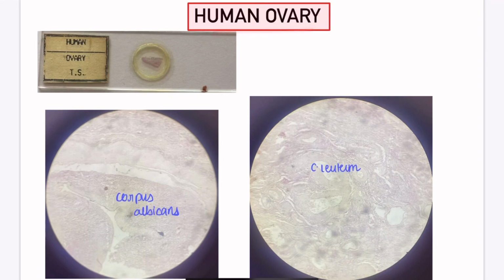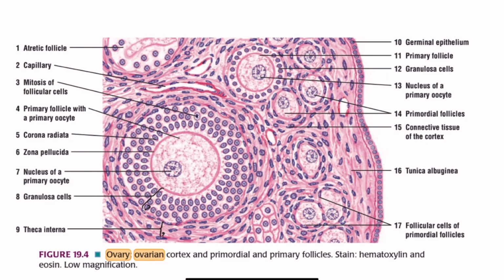Histology of human ovary. So this is the slide of human ovary. The basic structure of human ovary looks like this. You can appreciate the germinal epithelium, which is cuboidal. Below it, you can appreciate the tunica albuginea, which is connective tissue. After the tunica albuginea, you can see the various primordial follicles.